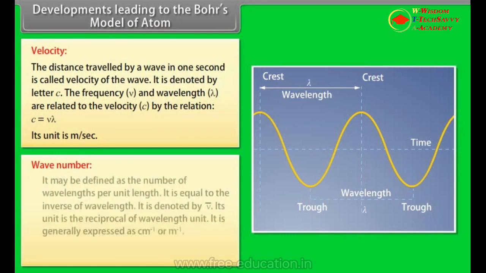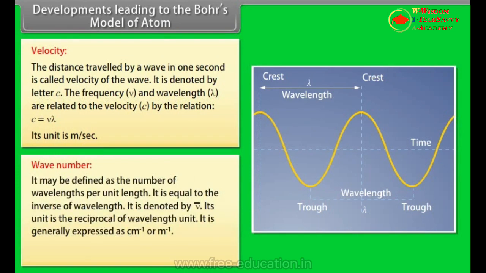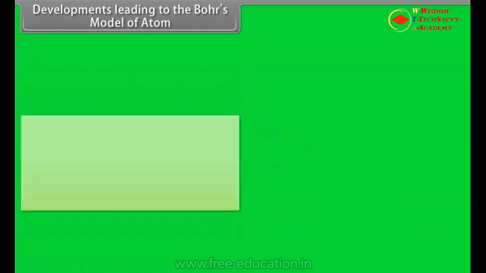Wave number. It may be defined as the number of wavelengths per unit length. It is equal to the inverse of wavelength. It is denoted by mu bar. Its unit is the reciprocal of the wavelength unit. It is generally expressed as 1 per centimeter or 1 per meter. Mu bar is equal to 1 by lambda.